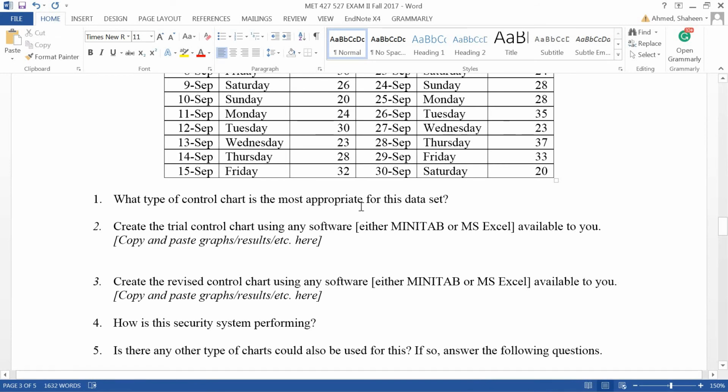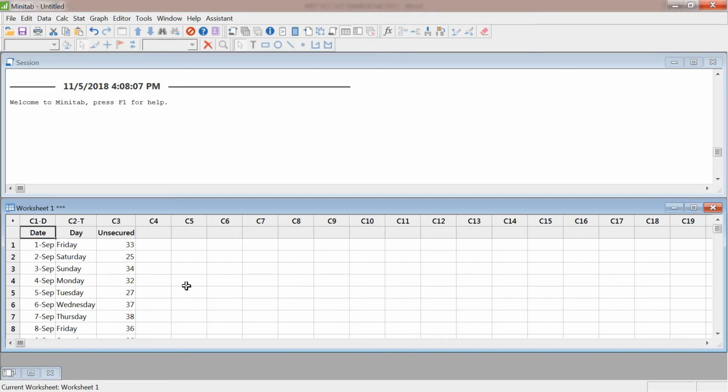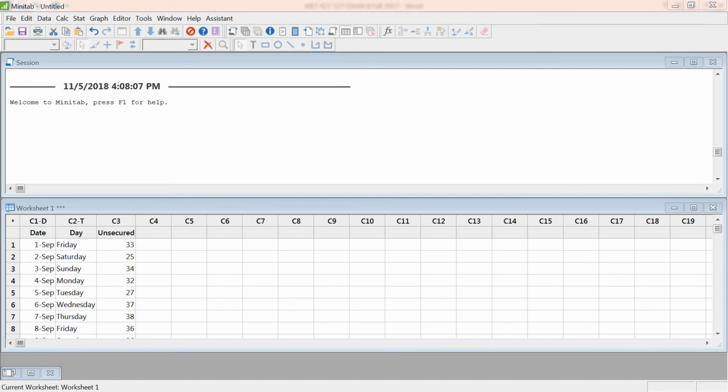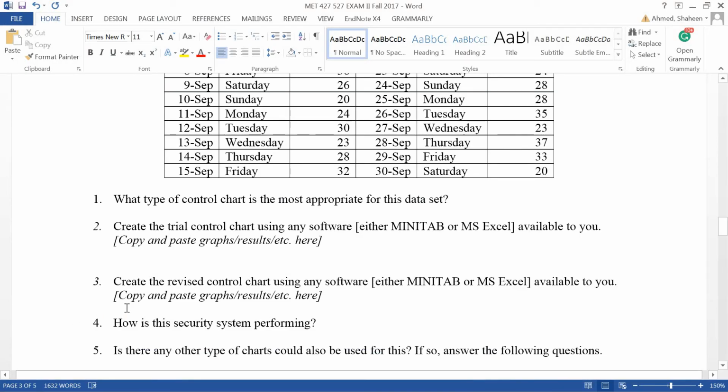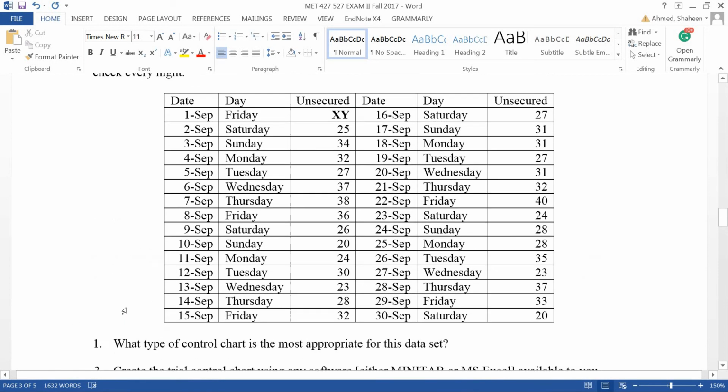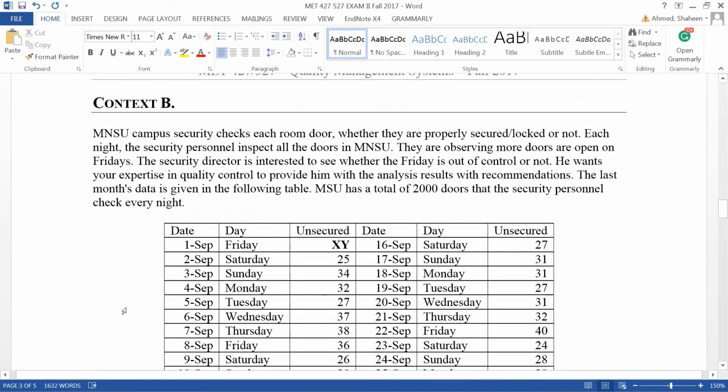Now every single time I ask a question on an attribute chart, the first question is what's the most appropriate chart. So you have to pick the right chart for this particular application. You can always play in Minitab to create a bunch of different charts and answer after you create all of them.